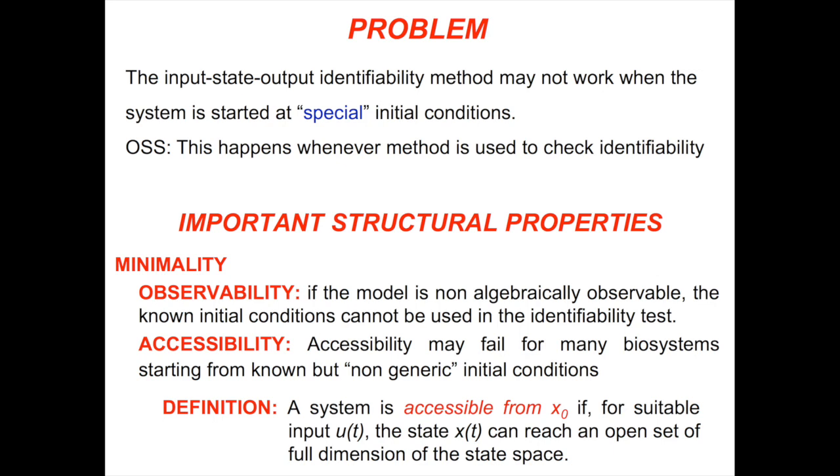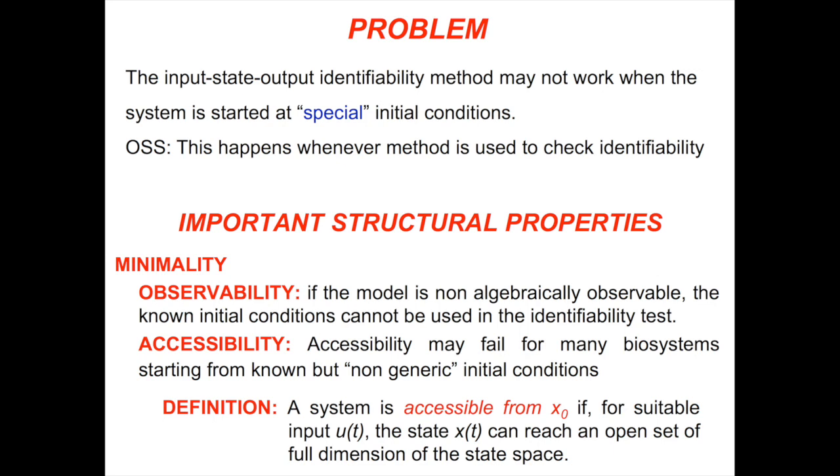Okay. So the problem is that the input-state-output identifiability method may not work when the system is started at special initial conditions. And this has nothing to do with the particular method used. We have to check some important properties, the algebraic observability that we have already seen, and the accessibility, because we want to arrive at a model in its minimal form, possibly. Very often, investigators are not used to defining this. There is a lot of redundancy when the investigator formulates a model. So accessibility is important.